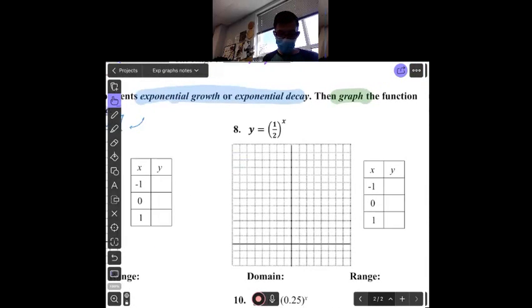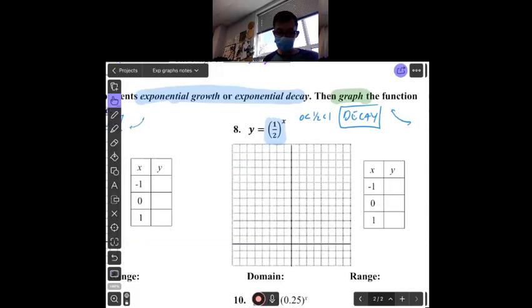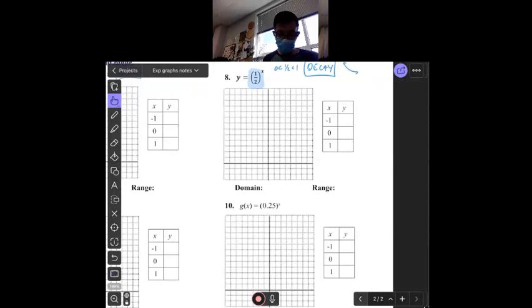Look at the next one real quick. There's my b value, right? 1/2 is between 0 and 1, so that must be decay. So what's my graph going to look like if it's decay? Well, it better go down from left to right when I'm done. So that's all you have to do for that. It's just growth or decay. Should be really obvious.